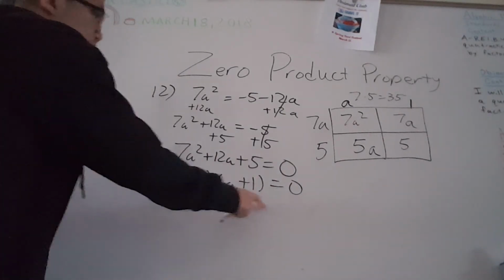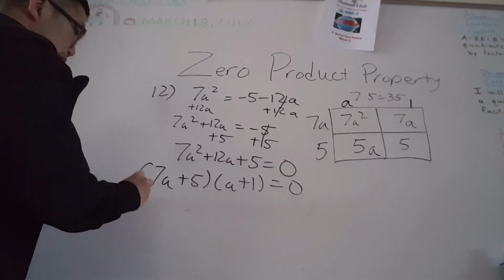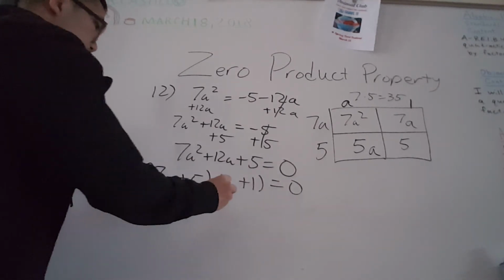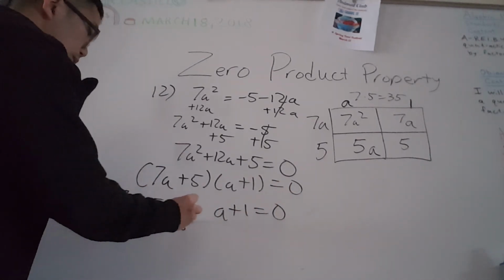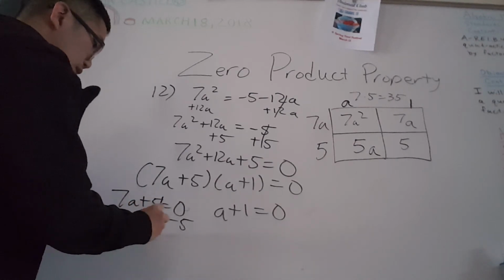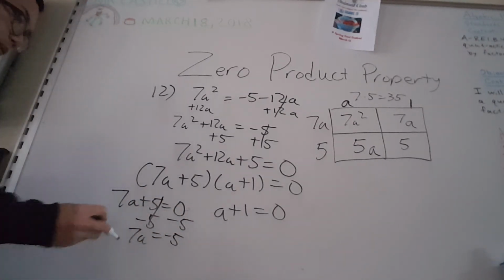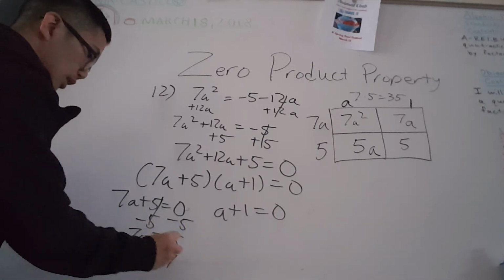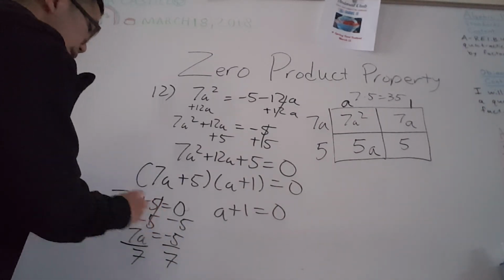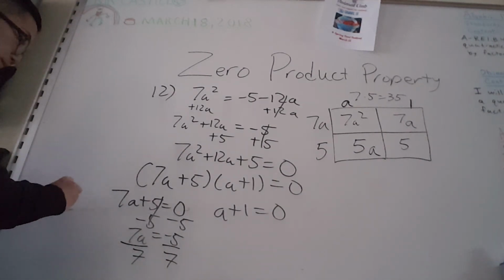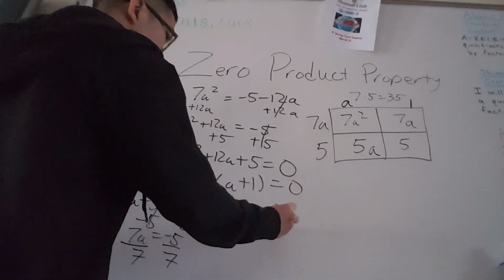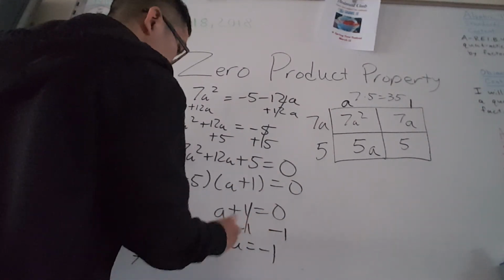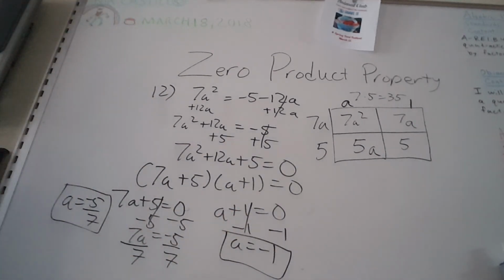And now we just do our zero product property. We're going to do 7a plus 5 is equal to 0. a plus 1 is equal to 0. And now we just solve both of these for a, which you should be able to do on your own. So here on the left, a is equal to negative 5 over 7. And then here, a is equal to negative 1. Okay. So those are your solutions for the problem.